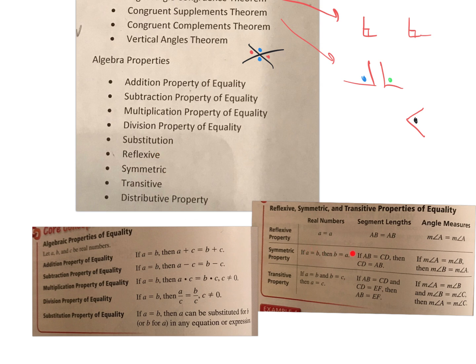If A equals B, then B equals A. You just switch the order by which you mention that. If AB equals CD, well, guess what? CD equals AB. That's symmetric. Transitive. If A equals B and B equals C, then A equals C. In other words, you have B as the connecting link, and then if B is the connecting link, then these two guys also have to equal each other, which is what that says.